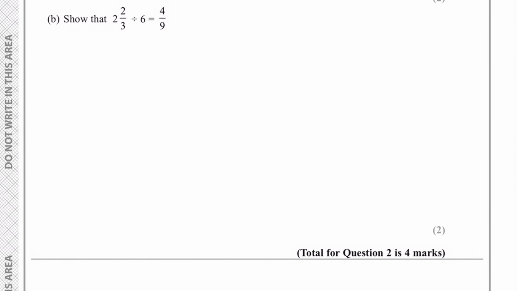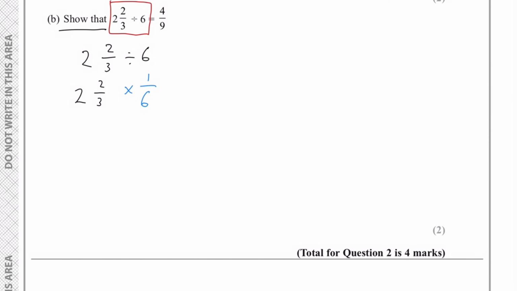Part B is a show that question. So we have to show that this equation here is equal to 4 over 9. With these kinds of questions, I always like to start and work out the left-hand side of the equation first, and then compare it with the right-hand side. If we do that, we need to do 2 and 2 over 3 divided by 6. Remember, when dividing, we can write that as multiplying by 1 over whatever number that was. Let's not forget to bring down our mixed number as well. So that's 2 and 2/3 times by 1 over 6.